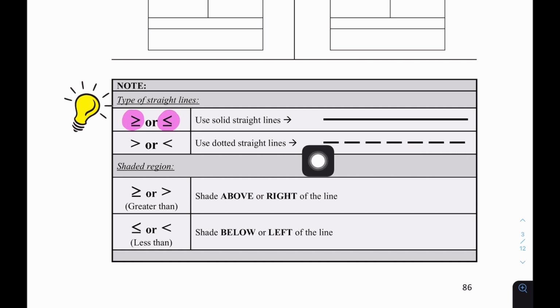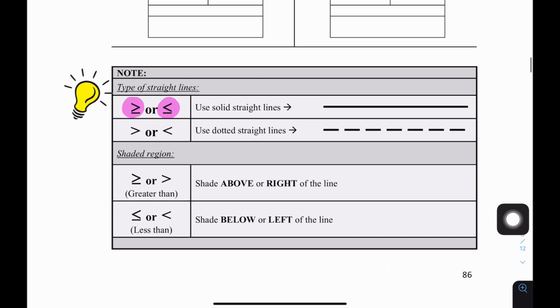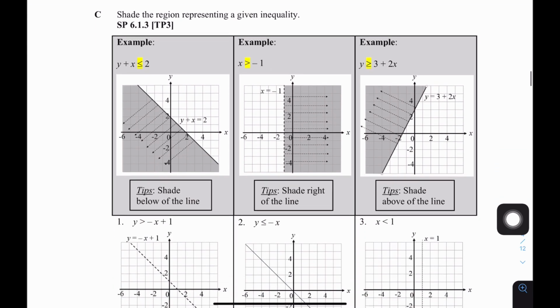Next. Shaded region. If you have more or equal or greater than, you will shade above or right side of the line. Same goes with if you have less than symbols, you will shade below or left side of the line. Boleh? Let's look at the example.